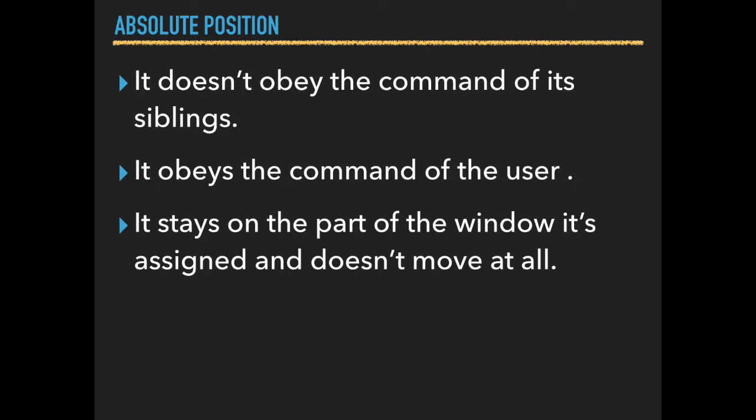So what is absolute position? It doesn't obey the command of its siblings. I'll show what siblings are. The siblings ignore what the object given absolute position does. All the siblings don't obey an absolute position element. And the second one, it obeys the command of the user. In this case, users are us who work on the coding, etc.